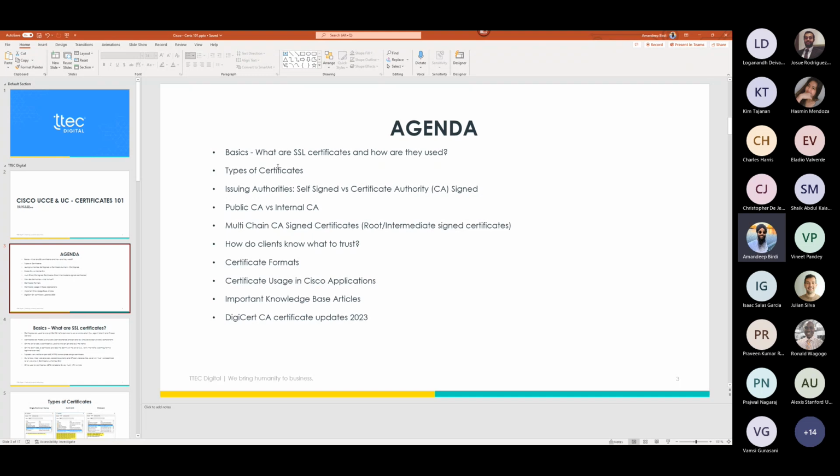So here's the agenda. We're going to start off by talking about the basics, what are SSL certificates and how are they used, the types of certificates. We're going to talk about self-signed versus CA-signed certs, difference between public CA and internal CA. We're going to talk about how root and intermediate certs apply, right? What their purpose is. And then we're going to talk about how do clients, so as an end user, how do they know what certs to trust and what not to trust, right? Browsers, what role they play, applications that consume certs, what role they play.